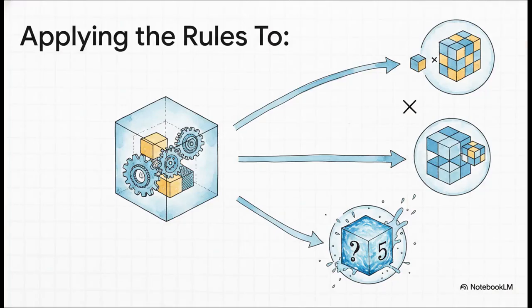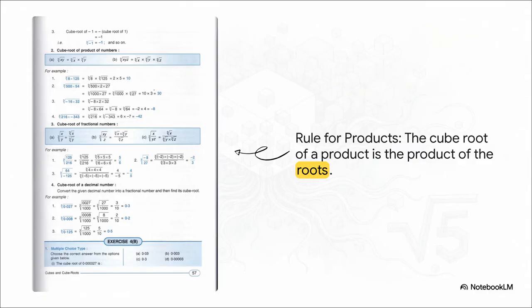Now, you might be thinking the rules are going to get really complicated, but the amazing part is that the core logic stays exactly the same, whether we're dealing with products, fractions, or decimals. For products, it's actually beautiful how simple it is. If you need the cube root of two numbers multiplied together, you can just find the cube root of each part on its own, and then multiply those results. It lets you break a big problem down into smaller, way easier ones.